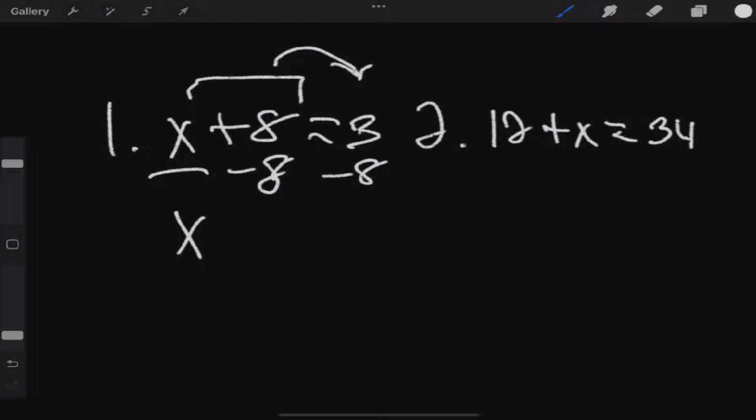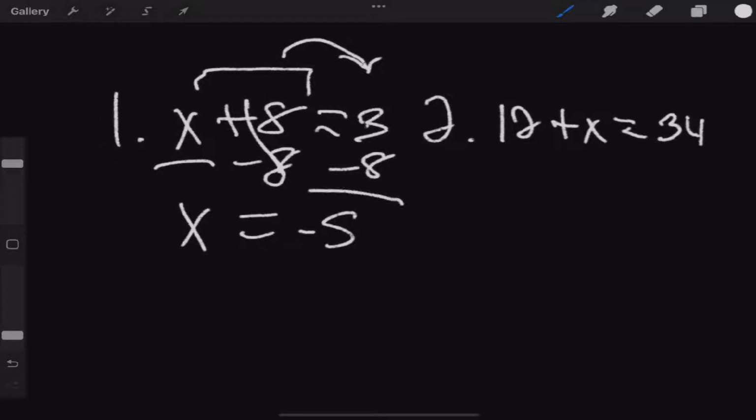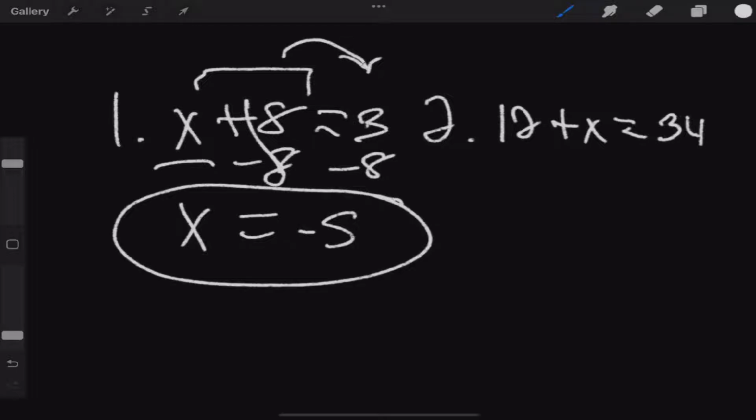Positive 8 minus 8 leaves you with 0, so it cancels out. We don't touch that, it's gone. And we have our equal sign, which we bring down. Now we're working on the other side of the equal sign, where we have 3 minus 8. 3 minus 8 is negative 5. So there you go, that's your answer.